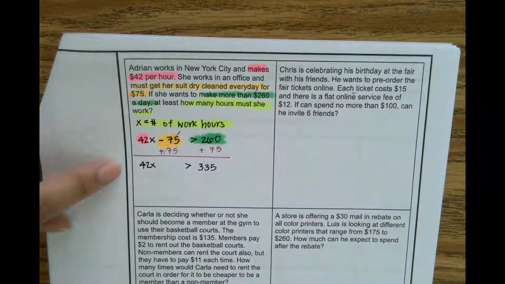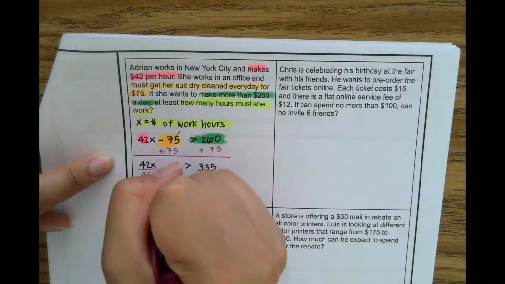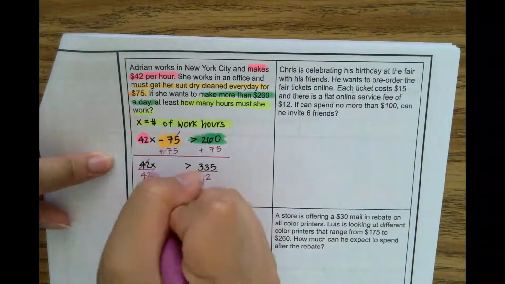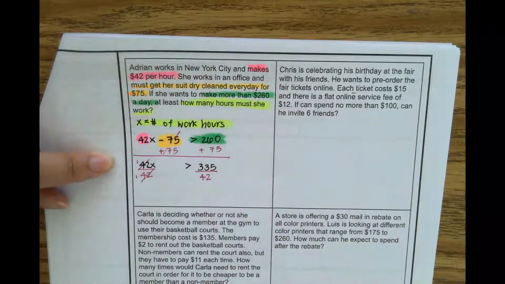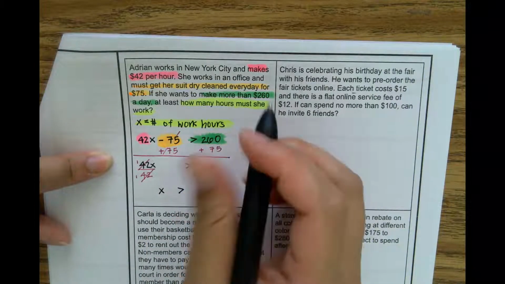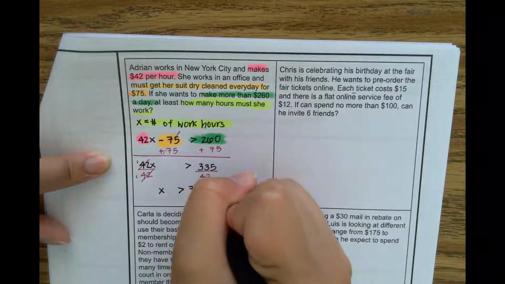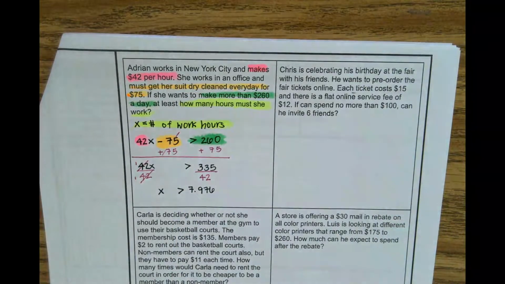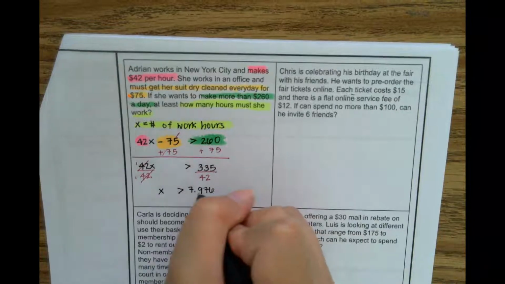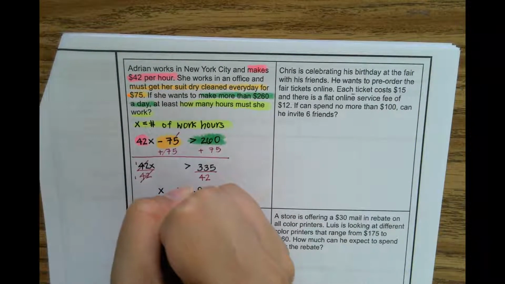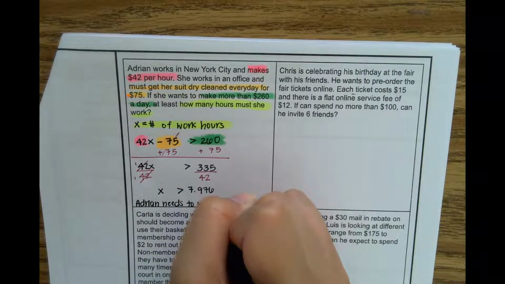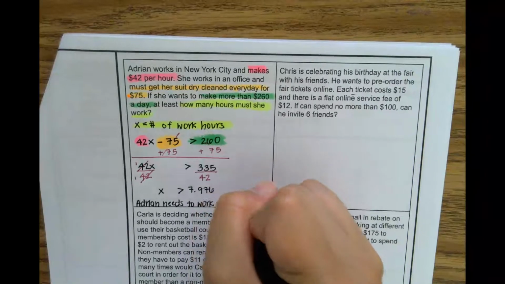This is 42 times x, so divide by 42. 42 divided by 42 is 1, so this leaves me with 1x is greater than 335 divided by 42, which is 7.976, okay? And it's not like she can only work 0.976 hours, so since it needs to be greater than that, we're going to say that Adrian needs to work at least 8 hours a day.